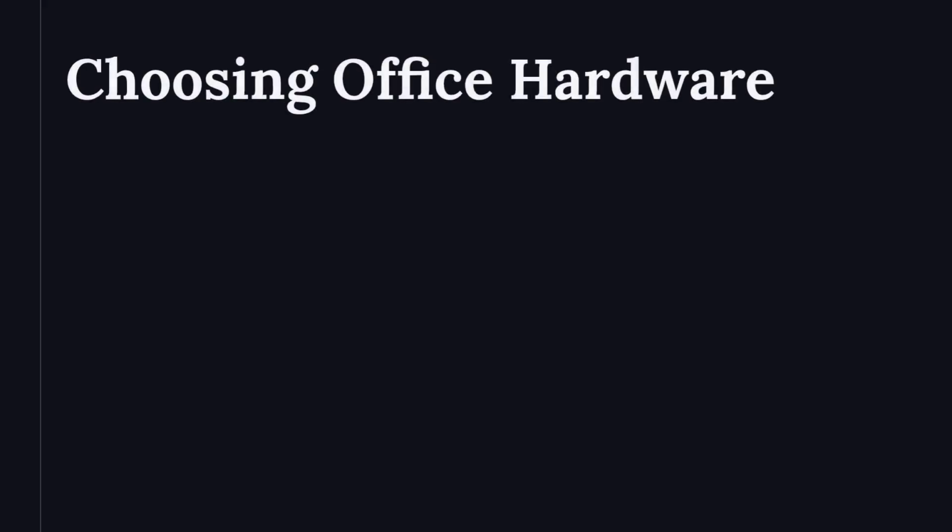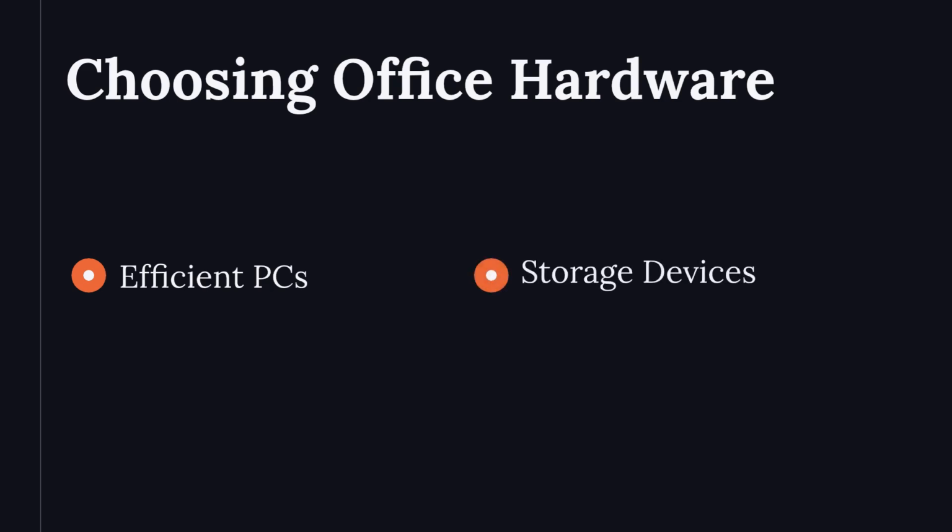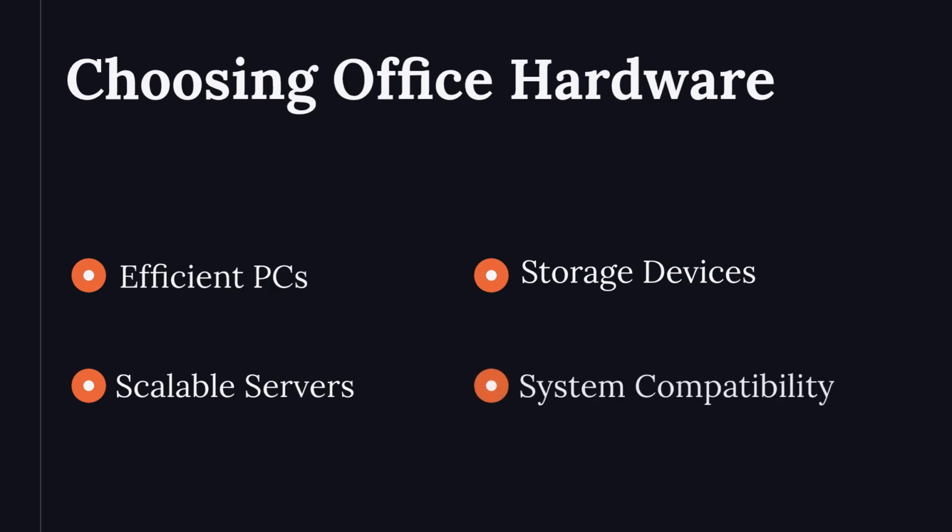Choosing the right office hardware is essential for efficient operations. PCs, storage devices, and servers form the backbone of infrastructure. Recommendations should consider performance and scalability. Compatibility with existing systems is also crucial. This ensures seamless integration and functionality.